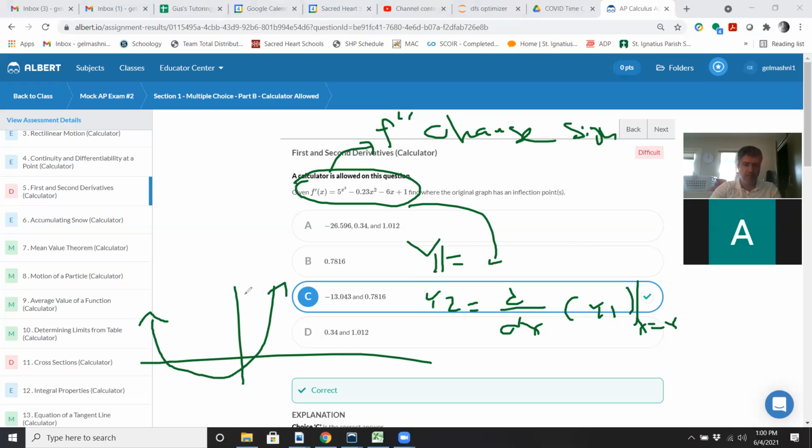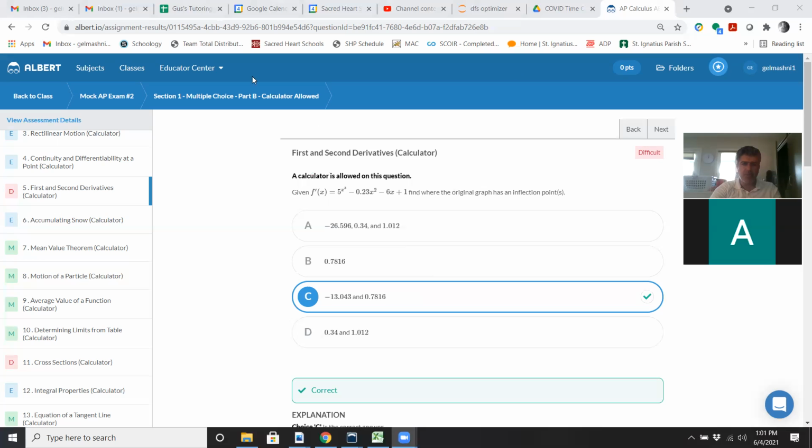So this is a second derivative graph, by the way. So the second derivative was positive, then became negative. Those negative became positive after that. That's why it's C. Yeah, 0.7816. Oh, look, that seems to make sense. So that's how you use the calculator for that one.